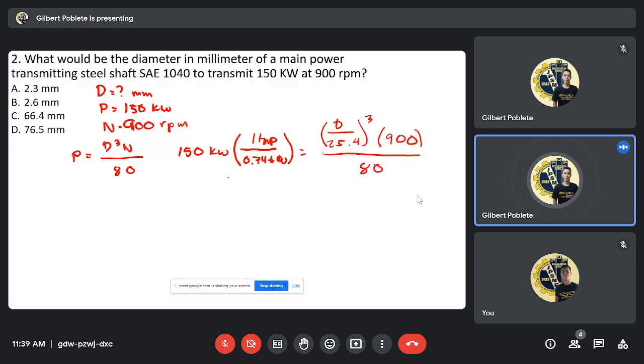So, ayan, pwede natin siyang masolve, guys. So, 150 times 1 over 0.746 equals the diameter over 25.4 raised to 3 times 900 over 80. So, shift solve.